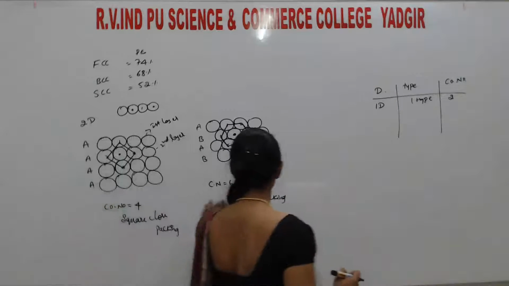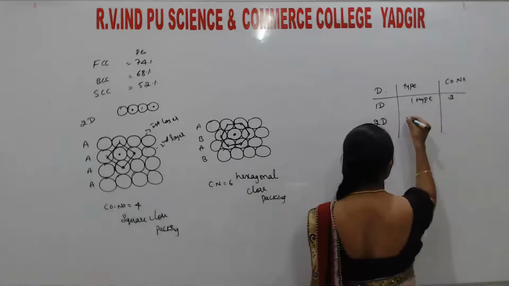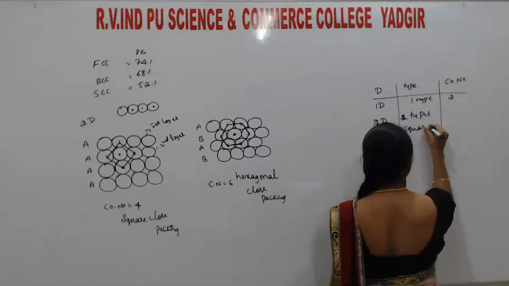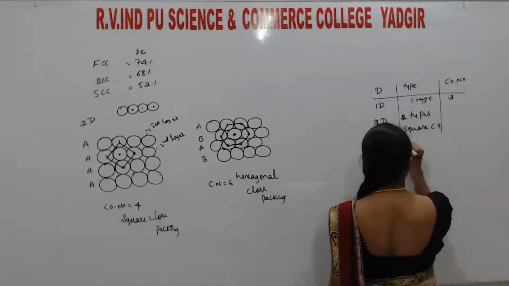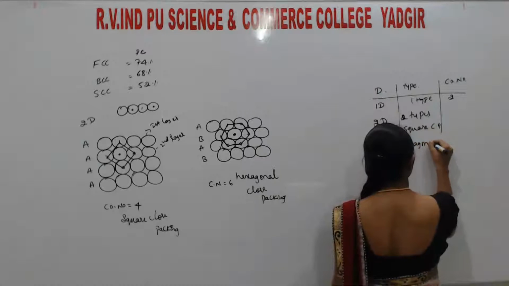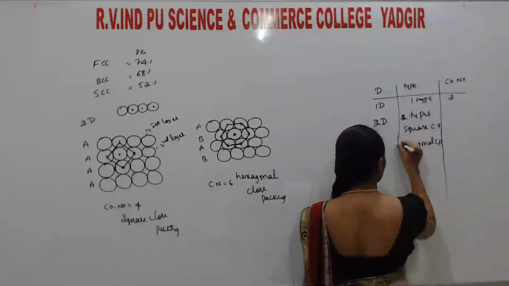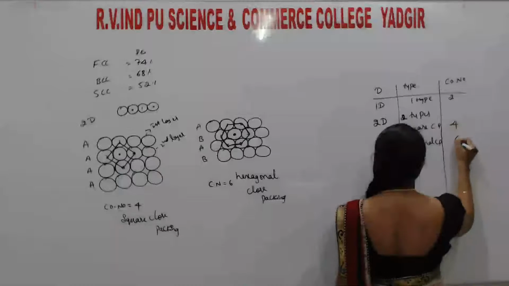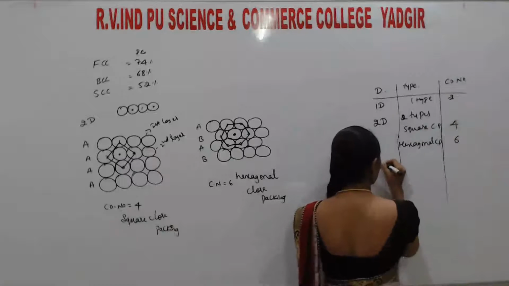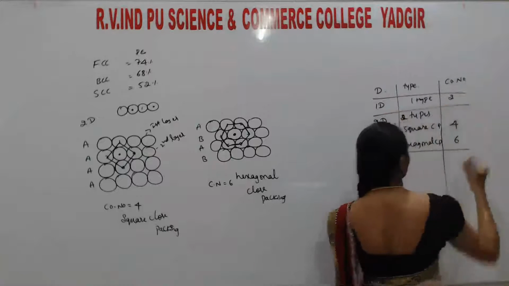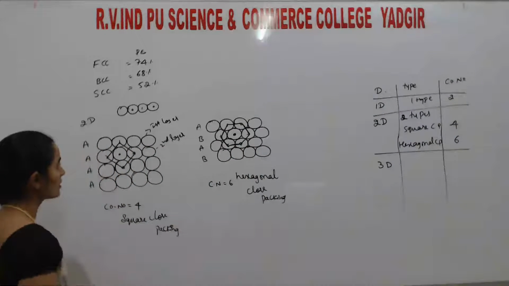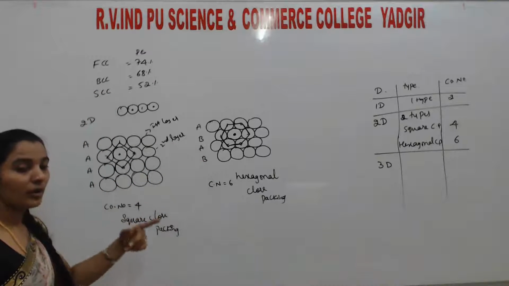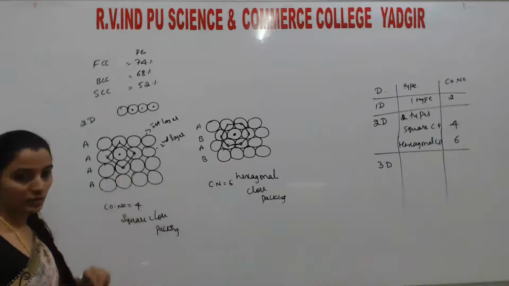Here in two dimensions, there are two types. One is square close packing, another one is hexagonal close packing. I just write this. For square close packing, coordination number is 4. For hexagonal, coordination number is 6. Next comes 3 dimension. Means by using 1 dimension, we made the 2 dimension structure. By using 2 dimension, we have to construct the 3 dimension arrangement.